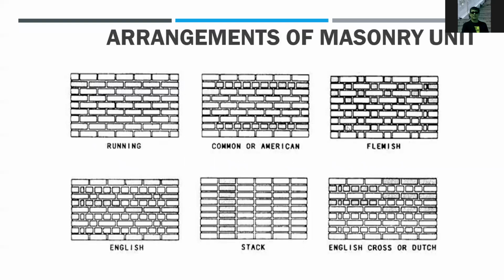We have different arrangements of masonry units. We commonly use the running bond and the stack bond. In the running bond, the masonry units are laid out alternately, limiting the vertical intersections of the bond. There is also a stack bond that we see in the Philippines, where the hollow blocks are placed on top of one another. So this is the running bond and this is the stack bond.